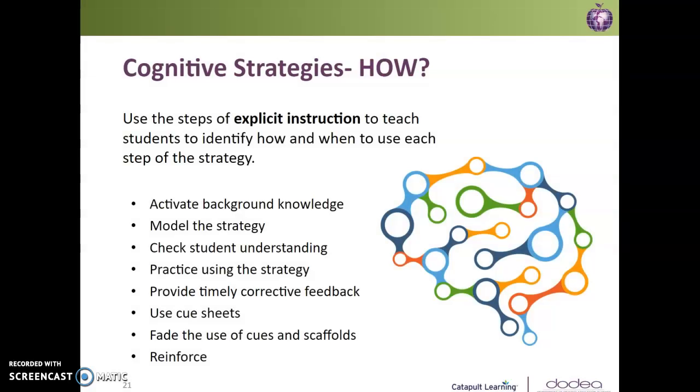As you can see from my screen, we use the steps of explicit instruction to teach cognitive strategies. Using these steps of explicit instruction, we must activate the student's background knowledge, model the strategy, check for understanding, provide practice opportunities to use the strategy, provide corrective feedback, use cue sheets, and then fade the use of these cue sheets through scaffolding, and then reinforce when used appropriately.